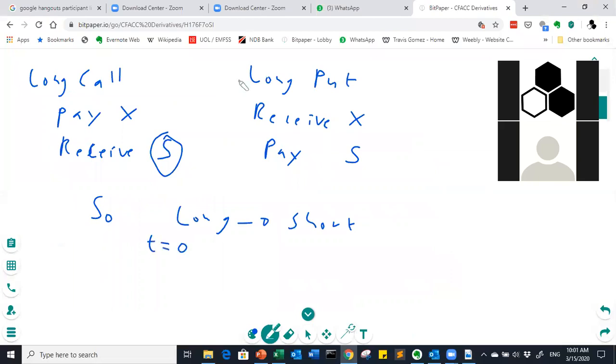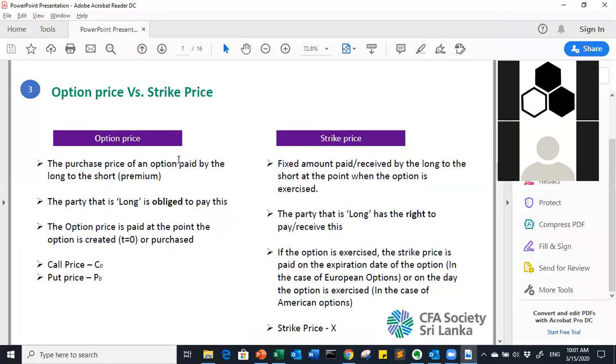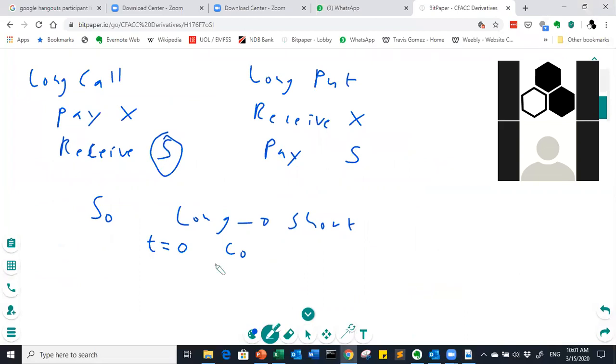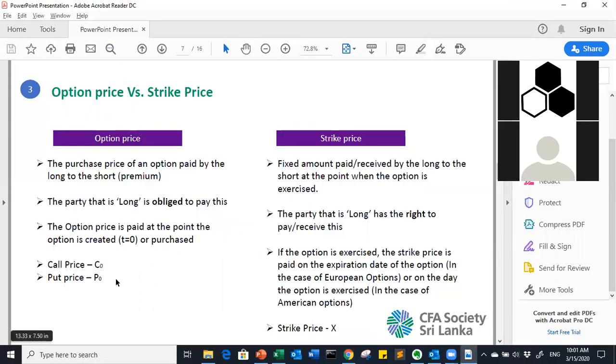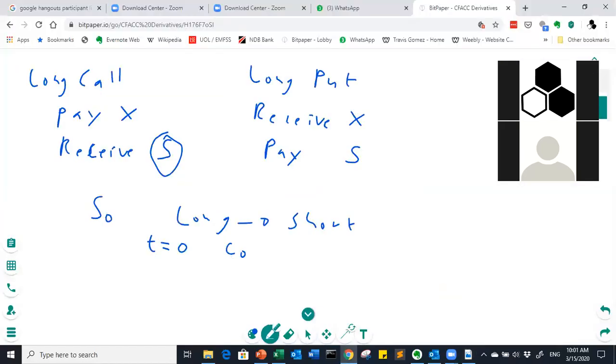At time 0, when you buy this contract, you need to pay this option price. If you're buying a call option, you need to pay the call price, given by C naught. If you buy the put option, you need to pay the put price, which is called P naught. So this is the payment made by the long party to the short party at the start of the contract. You have to pay this to get into the option. You have no choice around this. Okay. But you do have a choice about the exercise price, or the strike price.